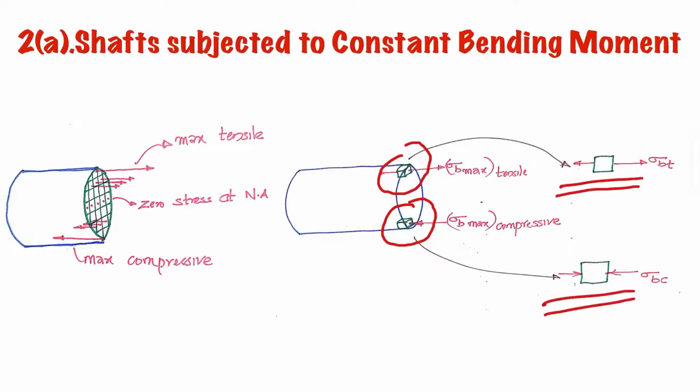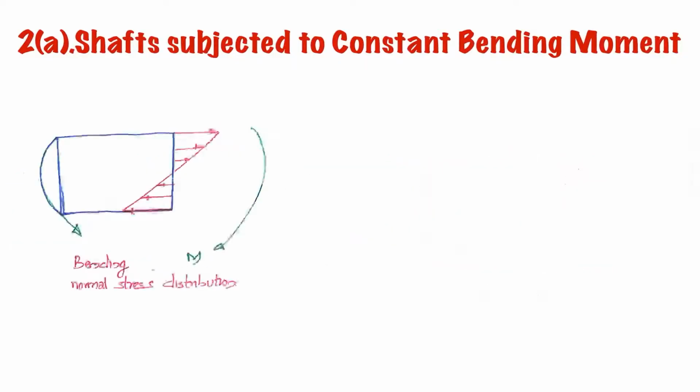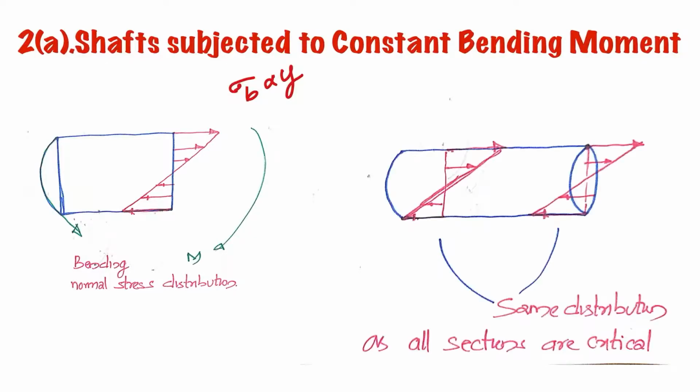I am representing that element in a 2D way. So this is the element, and it is subjected to sigma bt, the maximum bending stress in tension, and sigma bc, the maximum bending stress on the compression side. The bending stress sigma b is proportional to y, so you have a linear distribution with respect to the distance measured from the neutral axis. So you can have the stress distribution shown in this way. This is the stress distribution for a shaft subjected to a bending moment, where the bending moment is constant.